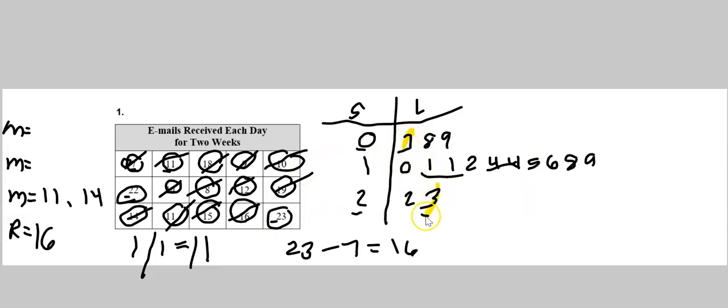So 7, 23, 8, 22, 9, 19, 10, 18, 11, 16, 11, 15, 12, 14. So I have exactly one number in the middle, which is 14. So my median is 14.